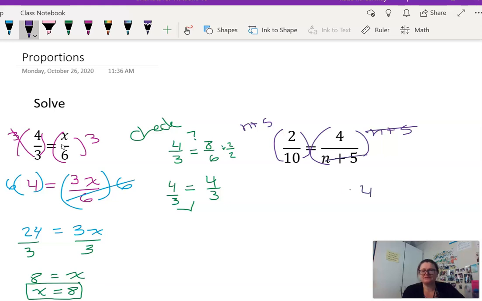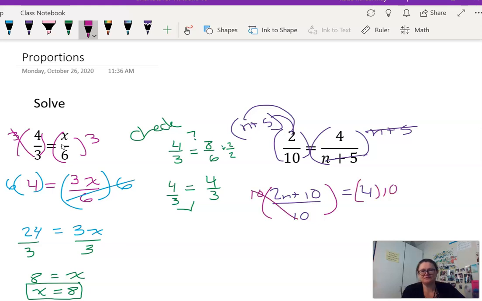That'll just be 4 on the right side. But over here, you actually need to think of it as we're distributing 2 to the n plus 5. We could even write that as its own step, 2 times n plus 5 over 10. Nah, we'll just do it right away because it'll get confusing, but you could do that if it helps. So you have 2n plus 10. I'm multiplying n plus 5 by 2, both of them. And then we still have this 10 in the denominator. Now we need to cancel out that 10, so we're going to multiply both sides by 10. Those cancel, and you have 2n plus 10 equals 40.